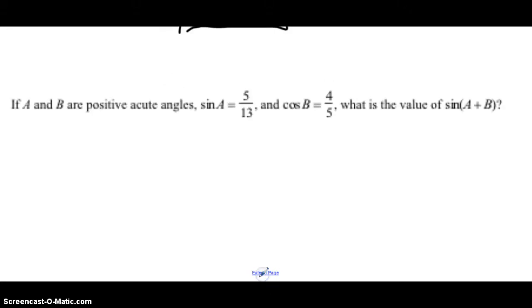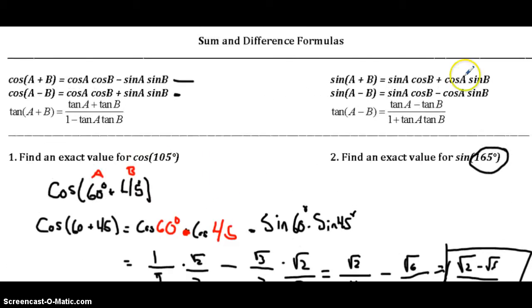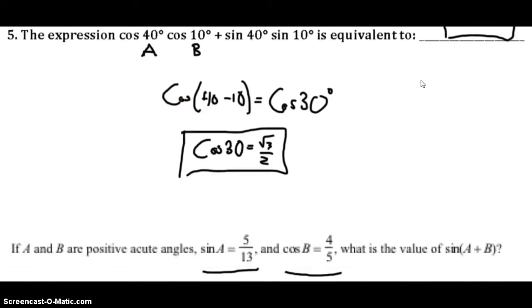Finally, the third one. All right, the sine of A plus B. We know the sine of A is 5 over 13, and the cosine of B is 4 over 5. We're looking for the sine of A plus B. What we've got to do is write down the formula. So let's check it out. Up here, this is our formula: sine A cosine B plus cosine A sine B.